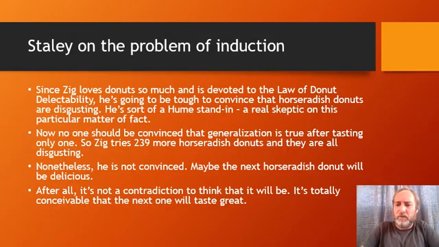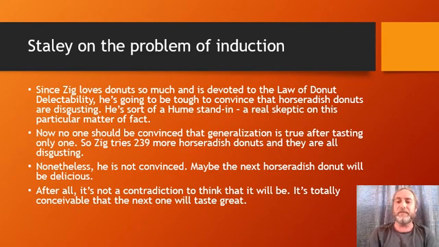Okay, well, this sort of blows Zig's mind, right? He loves donuts and is convinced of the law of donut delectability. So he's not just going to give that up right away, right? He's going to be a little tough to convince that horseradish donuts are in fact disgusting. So on this subject of horseradish donuts, he's sort of a Hume type character, right?